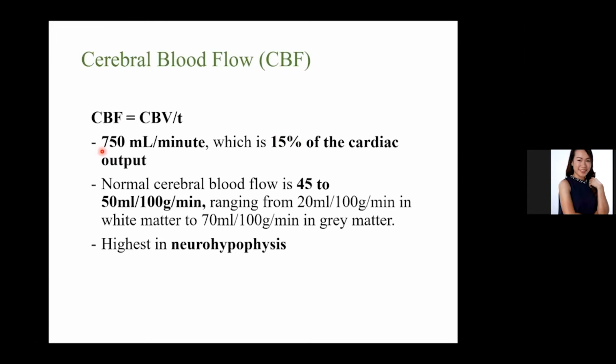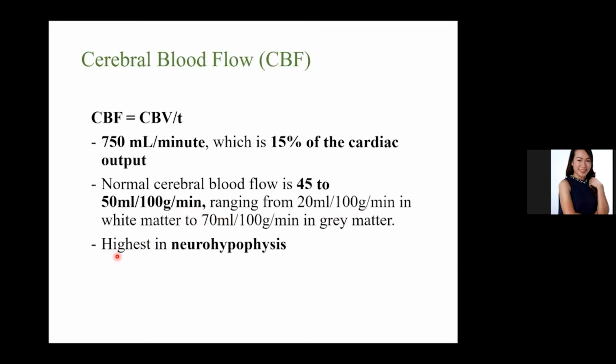But in the case of the brain, much of our cardiac output, which is 15%, is being given to the brain. And the normal cerebral blood flow is 45 to 50 ml per 100 gram per minute, or it ranges from 20 ml per 100 gram per minute in the white matter to 70 ml per 100 gram per minute in the gray matter. So there is more in the gray matter, or the cortex of the brain.